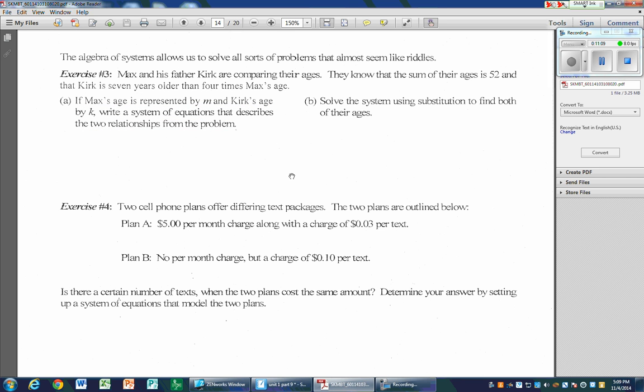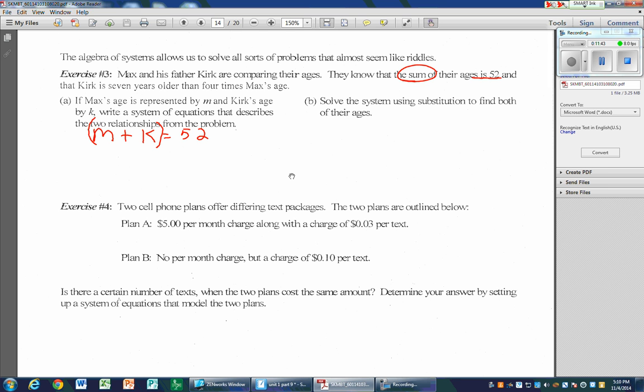So the first thing I'm going to do: Max and his father are comparing their ages. They know the sum of their ages is 52. Max plus Kirk is 52. Now, some of you good students may want to put those in parentheses because we know sum means add them first, and we have to do that before we do anything else. But there's nothing else done in this, so M plus K would be fine. But I want you to remember that sum also means put them in parentheses. Find that addition problem before doing anything else.